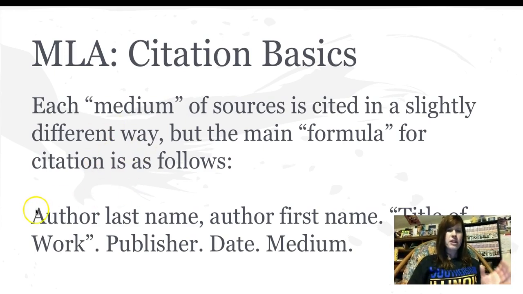This is the main formula for MLA. You start out with the author's last name, a comma, then the first name. That's always the first thing with MLA, unless your source doesn't have an author. We talked in the last part about medical sites. If it doesn't have an author, then you start with the next thing, which is the title of the work. Then the publisher, the date, and the medium. The medium is what type of source it is. Is it a print source or is it a web source, meaning it's digital?